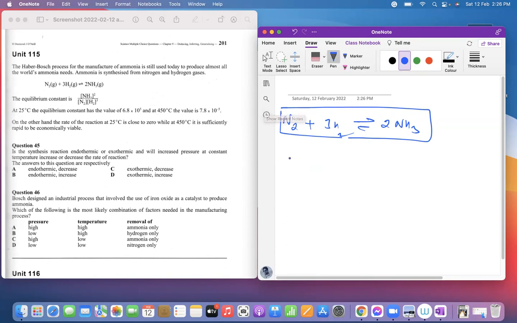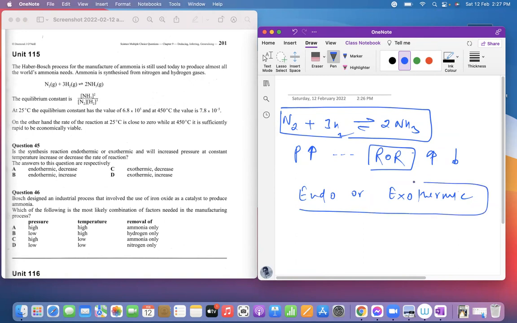There are two factors, you know. The very first factor: what will happen if you increase your pressure? What will be the effect on the rate of reaction? Will it increase or decrease? This is the first question. And second, what should be the nature of the reaction, endo or exo? So tell me first, the nature of this reaction, N2 plus 3H2 giving 2 ammonia. Is it endothermic or exothermic?